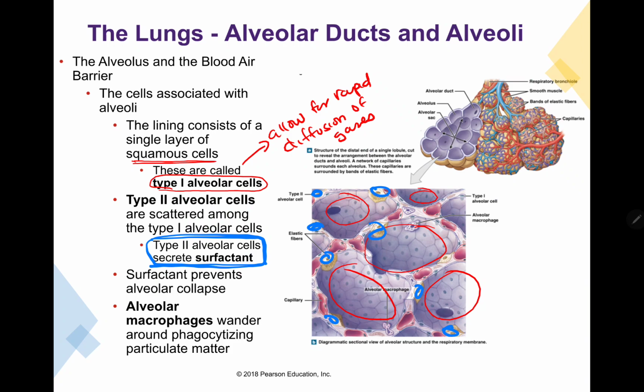We also have these alveolar macrophages, as you can see right here. These alveolar macrophages, they're going to be able to wander around and phagocytize any particulate matter, and bring that debris right back up that mucociliary tract for it to be coughed out, or for it to be swallowed. Okay?